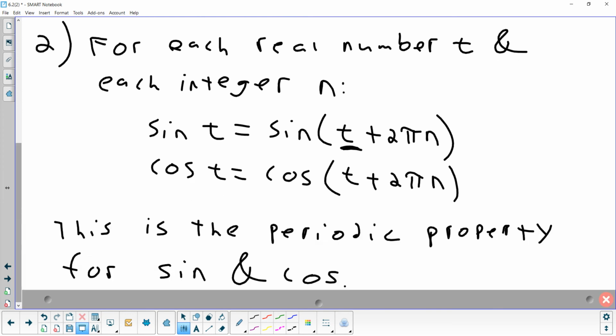And that's called the periodic property for sine and cosine. And that's actually a good place to now jump into section 6.3, talking about periodic graphs. And that's what we're going to look at in that section. We're going to look at the graphs of sine and cosine.